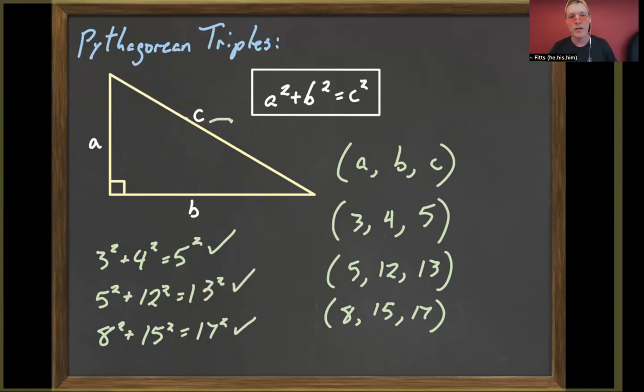That works. And then the last one is 8 squared plus 15 squared equals 17 squared. 64 plus 225 equals 289, which is what 17 squared is. So these are the 3 most common ones. There is an infinite set of Pythagorean triples. So you might want to memorize these, maybe. Definitely 3, 4, 5. Any multiple of 3, 4, 5 works: 6, 8, 10, 9, 12, 15, and so forth.